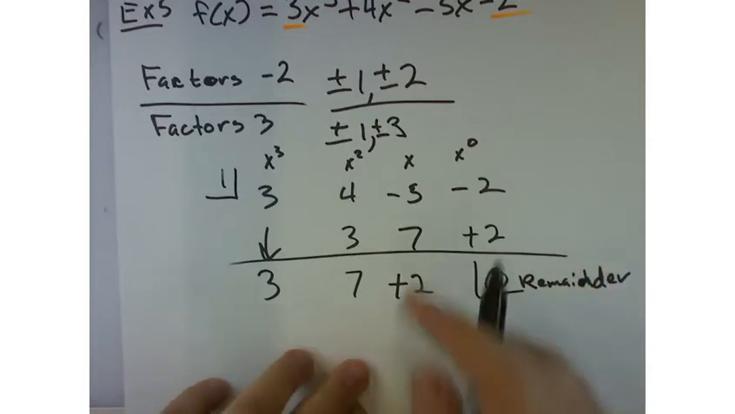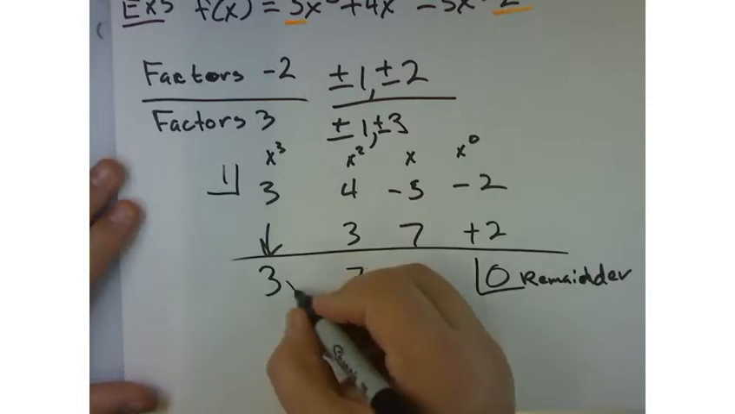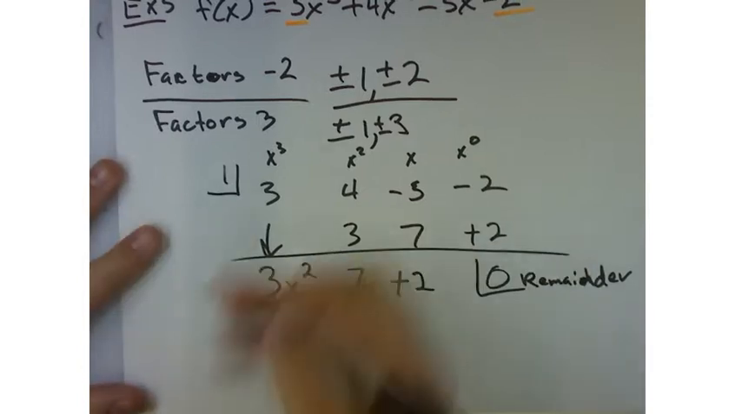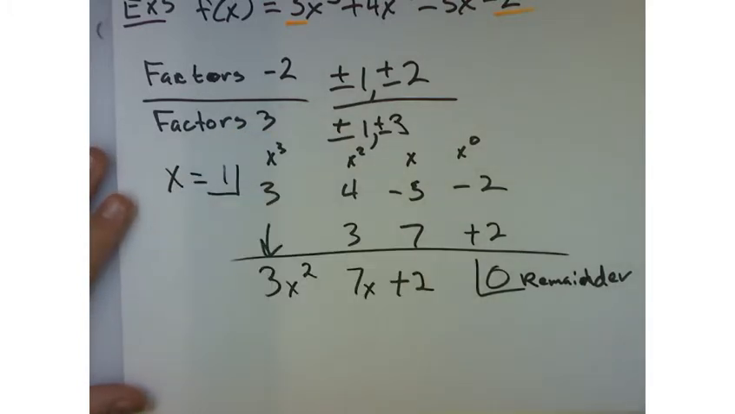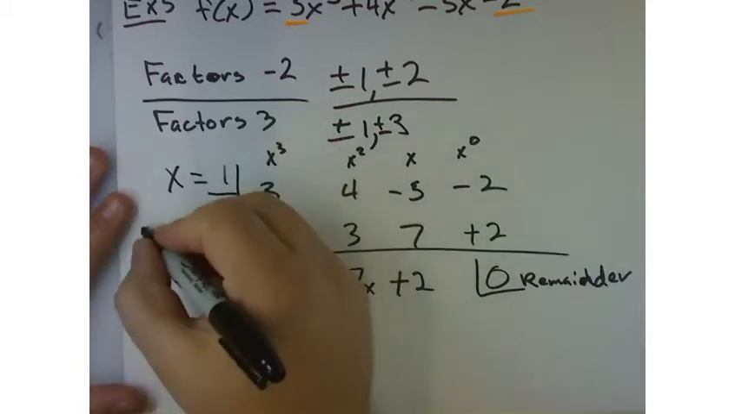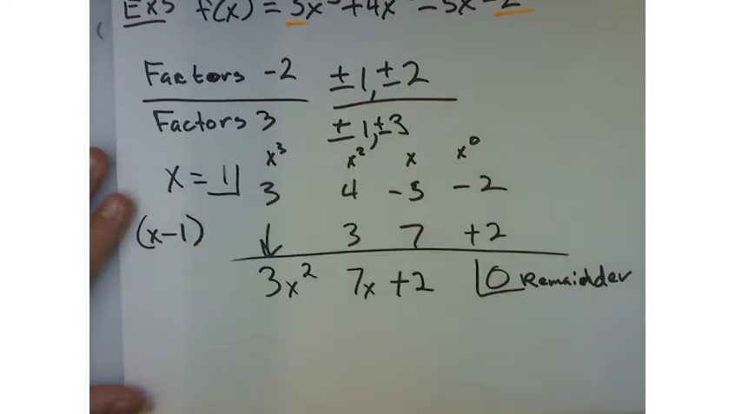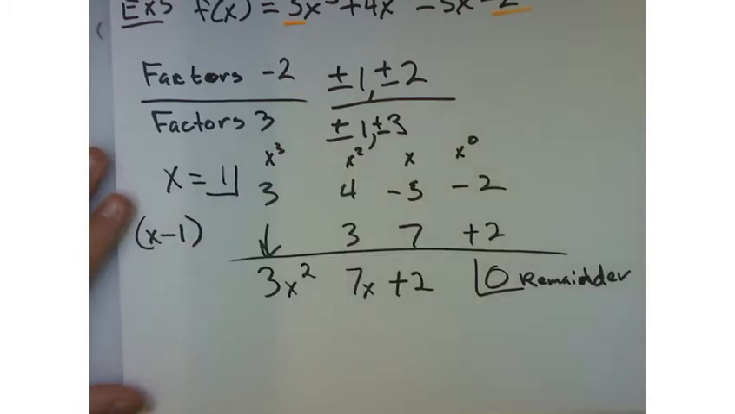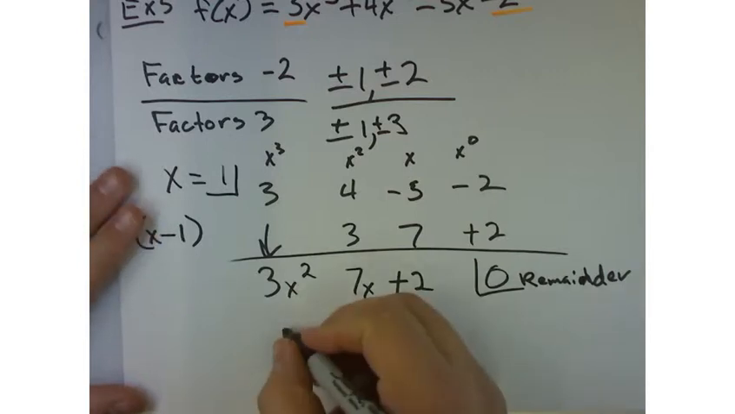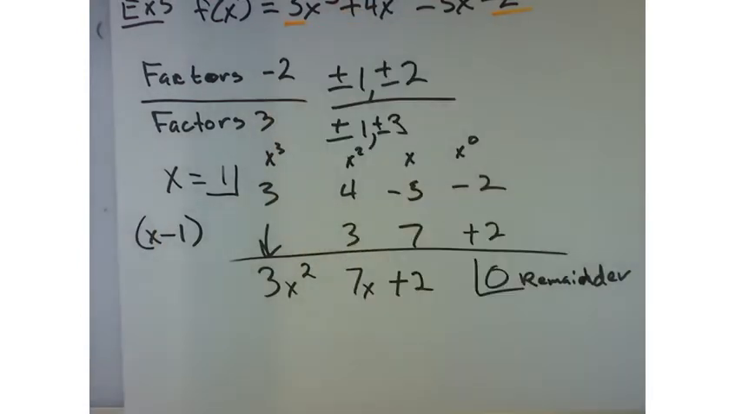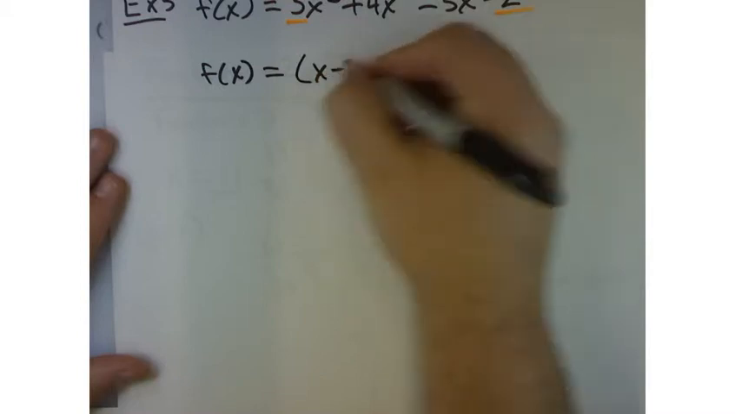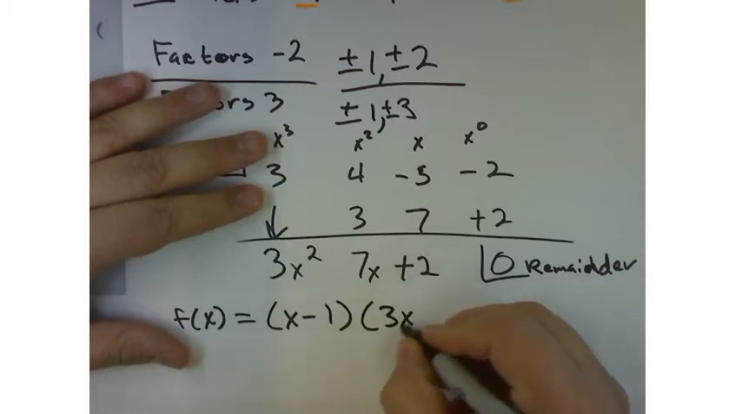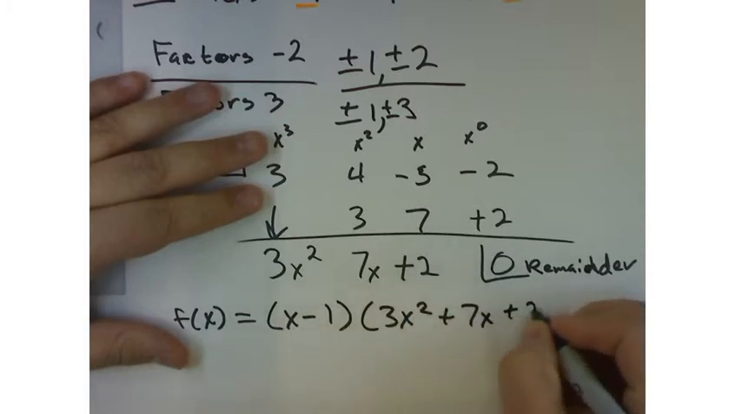Okay? So that means this is x squared, 7x. Now remember, this is saying x equals 1. So what I really did is I divided by, if I set that equal to 0, x minus 1. Does that make sense? So what I just did is I figured out that f of x is equal to x minus 1 times 3x squared plus 7x plus 2, because this is a positive 7x.